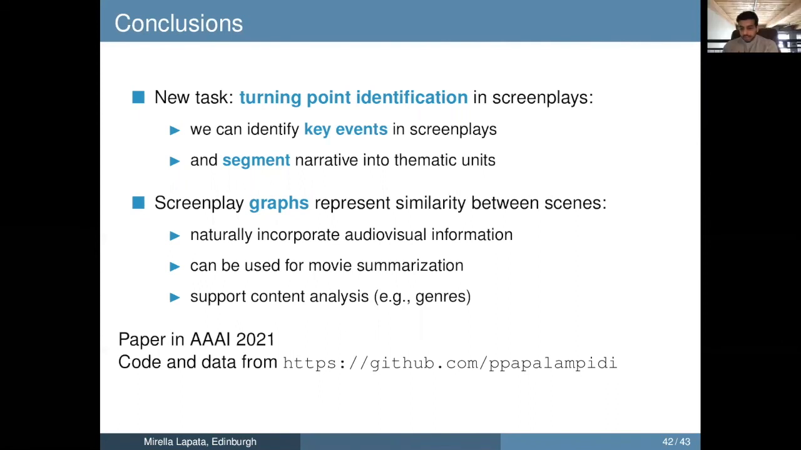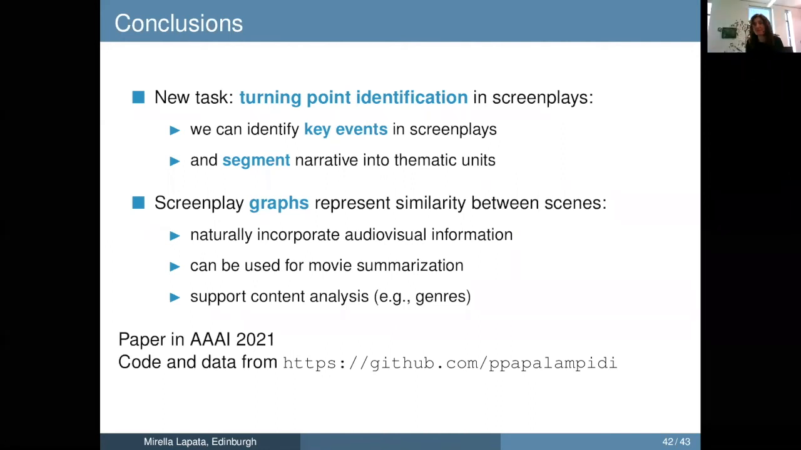Do you typically see particular tropes associated with each turning point? I guess this is dependent on the genre. It depends on the genre, but yes. And I should show these figures in future renditions. So for different genres, we see different tropes.